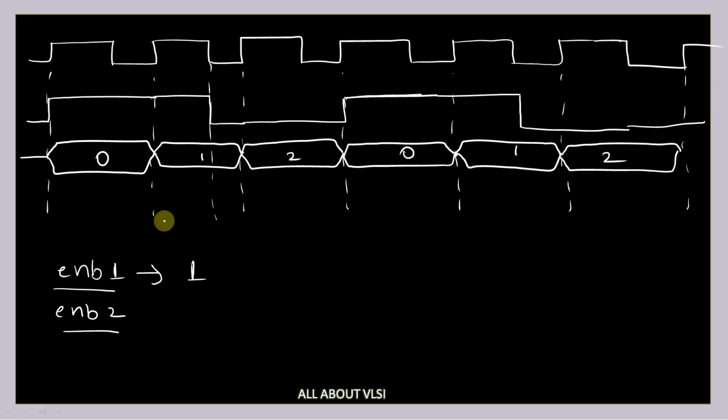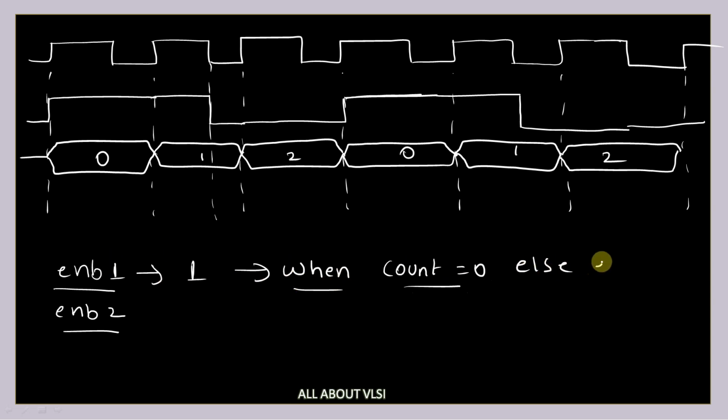I am also going to take two enable signals, enable 1 signal and enable 2 signal. My enable 1 should become 1 whenever my count is equal to 0. Only in this condition will my enable 1 be equal to 1, else enable 1 will be equal to 0. And when should enable 2 become 1? That we will see.